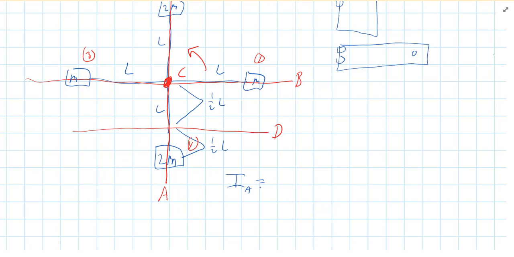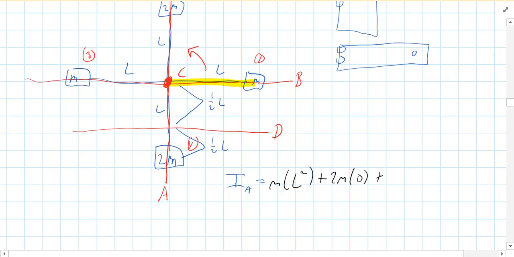Or another way to think of that is the shortest distance from the axis to the mass. So what is the distance from the A to number 1 there? Well, it's just L. So we're going to have m times L squared plus, for mass 2, mass 2 is literally on the axis. Its distance from the axis is 0. So I'll put a 2m, but then it's 0.